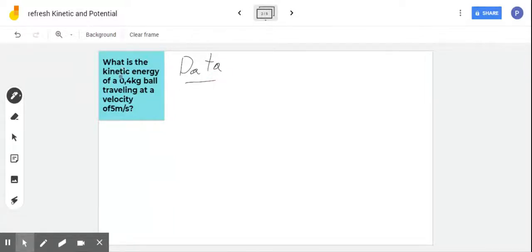So first thing I'm given is the mass. They are telling me that it is 0.4. So I'm going to write down mass. I'm sorry, not man, mass equal 0.4 kilograms. And I am also going to write the velocity. Okay, the velocity is 5 meters per second.